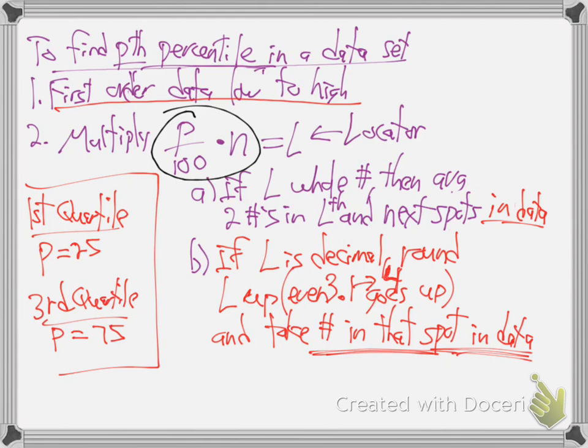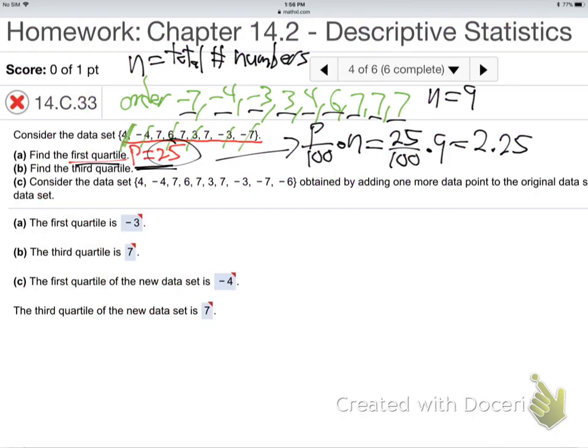Let's go back to the table. If you get a whole number, well, we didn't get a whole number. If you get a decimal, yeah, that's us. We got a decimal. What do you do with it? Round it up. Even 3.1 goes up to 4. They mean up, up, up. So 2.25, round up. So it comes out to be 3. 2.25 rounds up to 3.